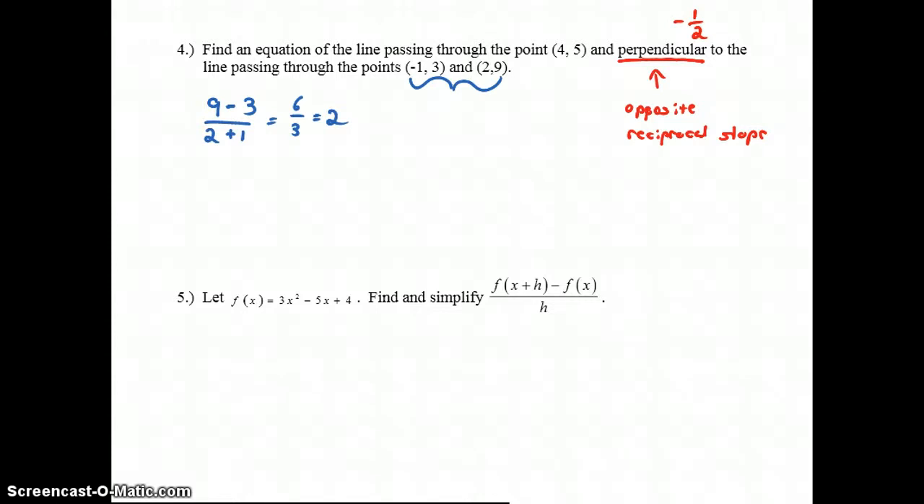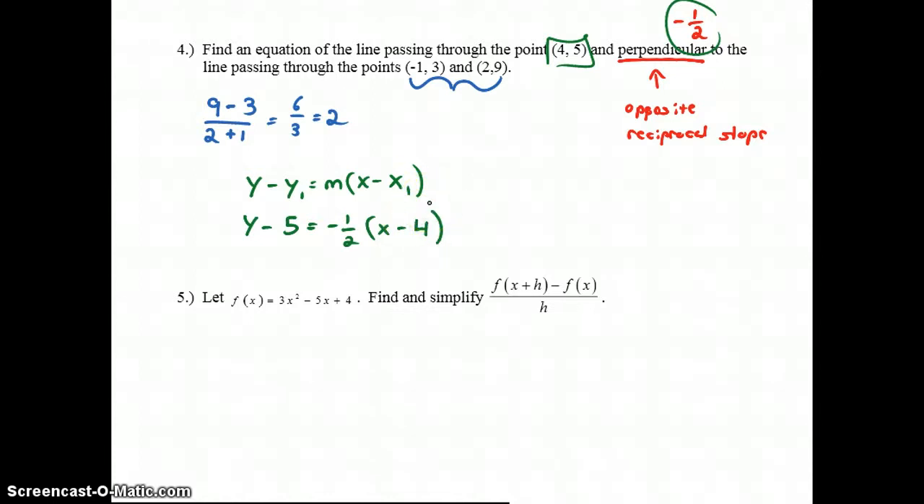Now I've got my slope, and I've got a point. This makes me think about point-slope form. y minus y1 equals m times x minus x1. Or in this case, y minus 5 equals the slope, negative 1/2, times x minus the x value, which is 4. Done. I could solve for y and write it in slope-intercept form, but if I need to find the equation, this is good enough.